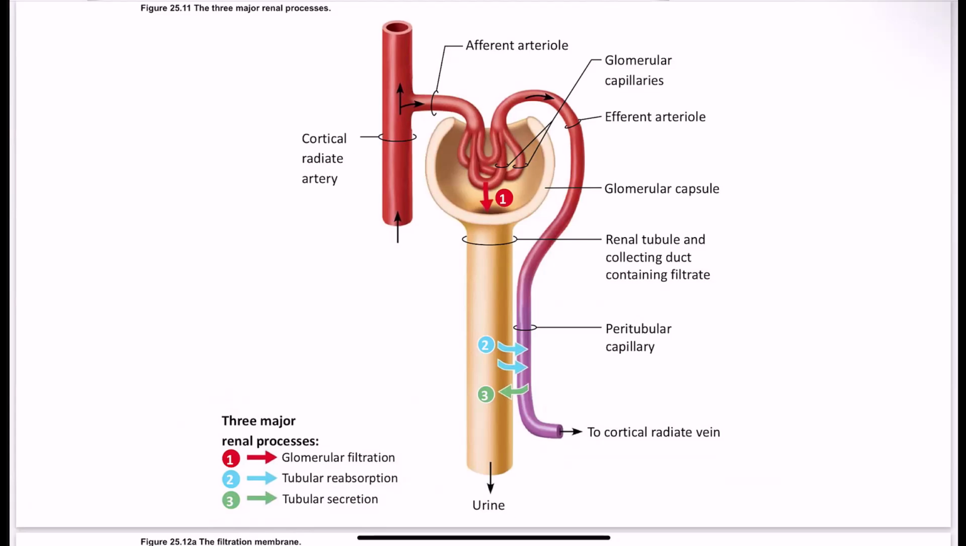All of this works, though, to form urine. So the end product is urine, which is then sent out of the nephron, out of the renal pyramid, out of the minor and the major calyces, into the renal pelvis, down the ureters, to the bladder for storage. You get the point, right? So it's all connected.